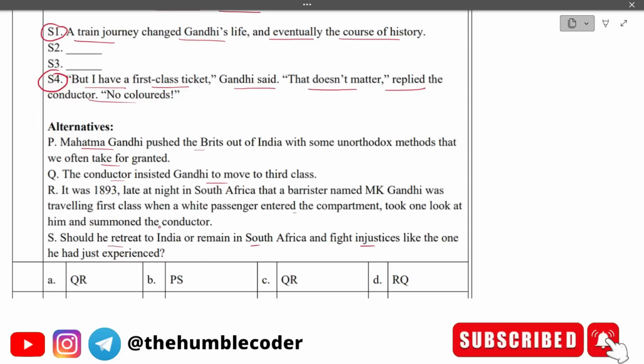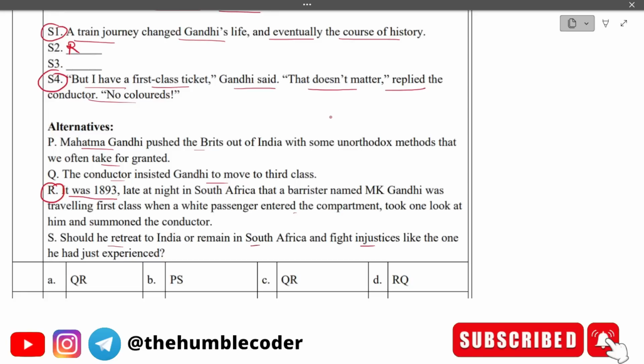See, so guys, in the first sentence the correct one that will come will be R. Okay, so here R will come. Why so? Let's read this. See, option R is basically setting the scene. Okay, because when you read the first statement, it is saying a train journey changed Gandhi's life and eventually the course of history, right? And then this is setting up the scene of the paragraph, right? So option R is the correct place in sentence 2 because it is setting the scene by providing essential background details like time and then place and then Gandhi's status, right? So all these things are mentioned there.